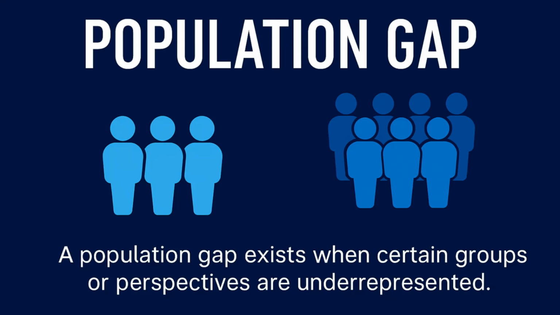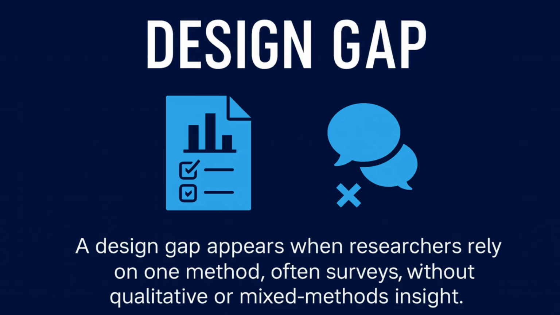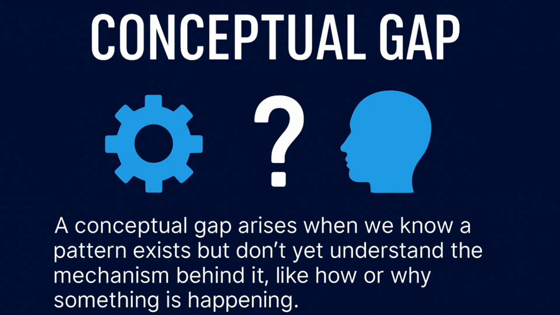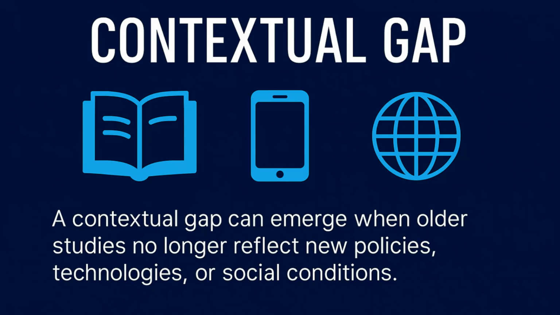A population gap exists when certain groups or perspectives are underrepresented, perhaps adult learners, multilingual students, or those in alternative education settings. A design gap appears when researchers consistently use one kind of method, often quantitative surveys, without exploring qualitative experiences or mixed methods insights. A conceptual gap arises when we know a pattern exists, but don't yet understand the mechanism behind it, like how or why something is happening. And a contextual gap can emerge when older studies no longer reflect new policies, technologies, or social conditions.